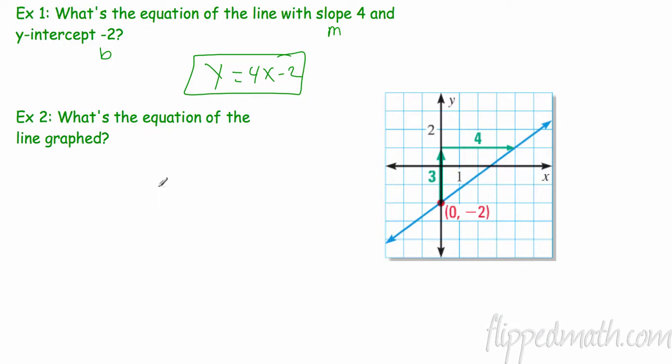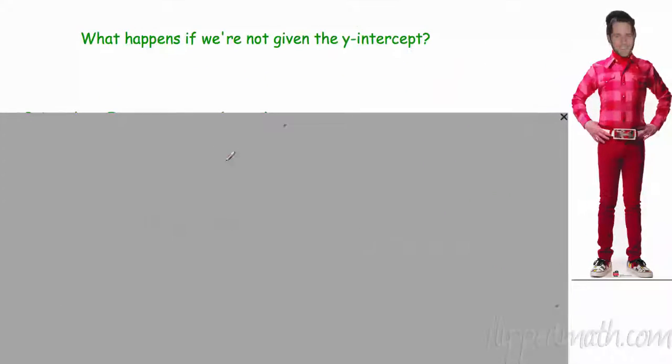Alright, what's the equation of the line graph? Let's see, what's our slope? Up 3 over 4, so that's 3/4 x. What's our intercept? -2, so minus 2. Alright, those two are just easy. Alright, no problems whatsoever. Let's get into where they're a little bit trickier.